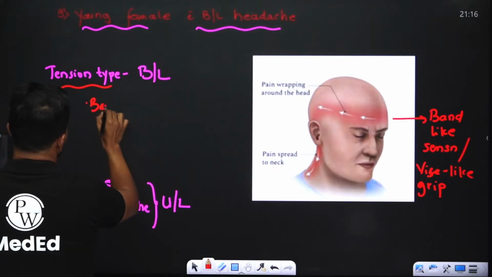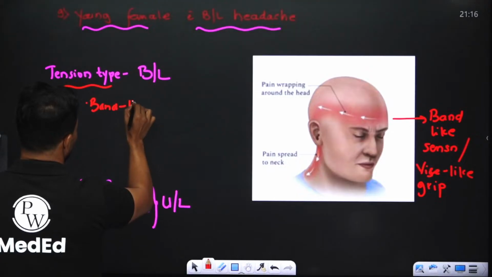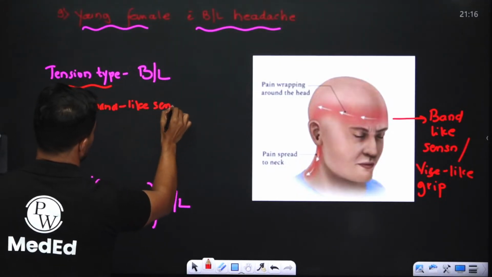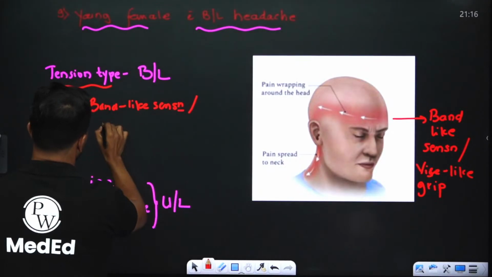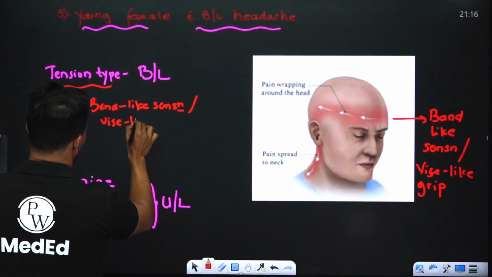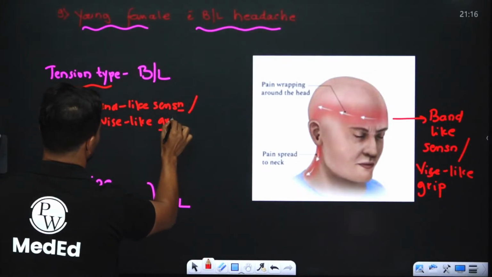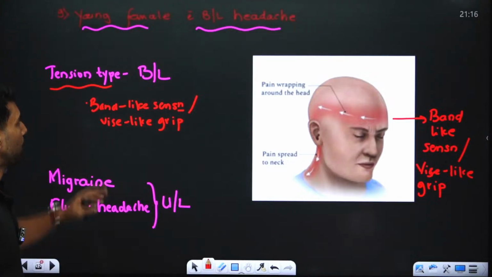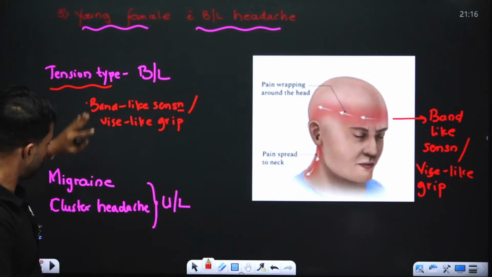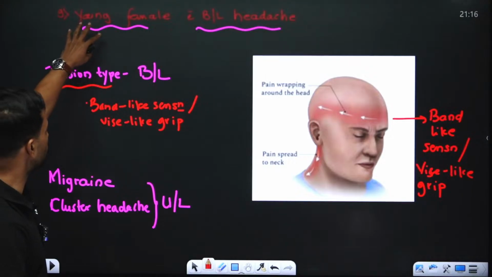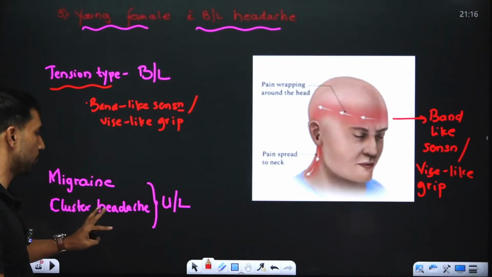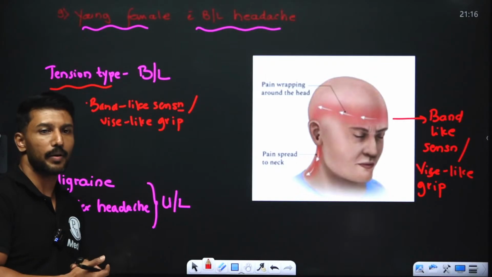Whenever you notice these words or such an image, band-like sensation or vice-like grip, you should always think of tension type of headache. Anyway, migraine and tension type are typically more common in young females. Cluster headache is the only one which is relatively more common in males.